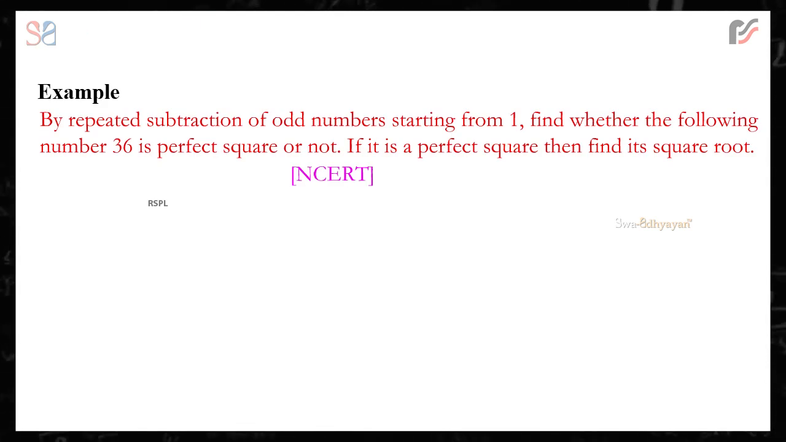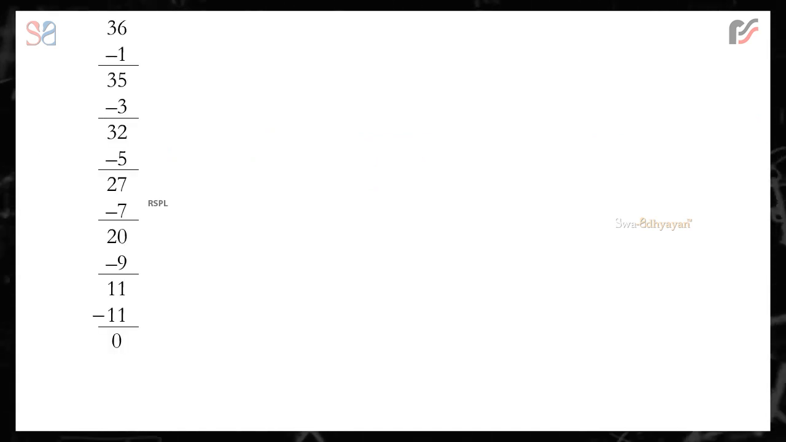Example: by repeated subtraction of odd numbers starting from 1, find whether the following number 36 is a perfect square or not. If it is a perfect square, then find its square root. NCERT. 36 minus 1 is 35. 35 minus 3 is 32. 32 minus 5 is 27. 27 minus 7 is 20. 20 minus 9 is 11. 11 minus 11 is 0.